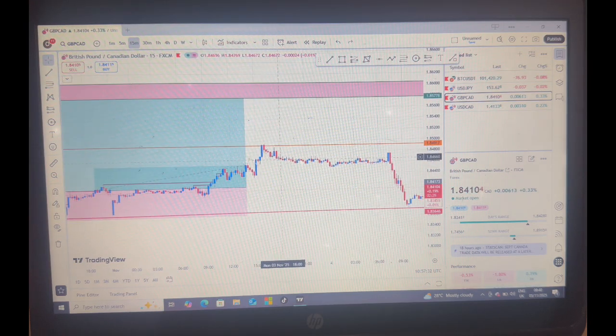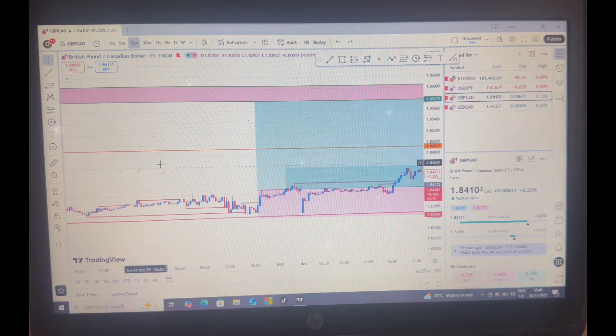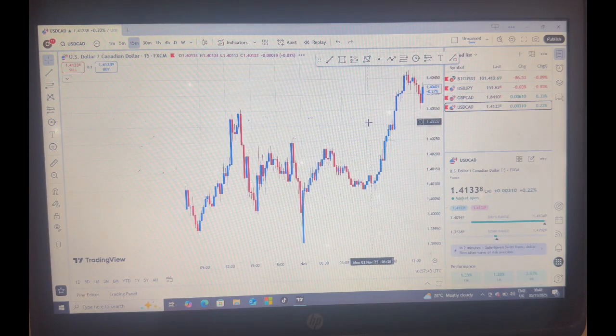This is my TP1. I closed this trade here. It was meant to give me about $6, but I closed this trade here at my TP1 because I was seeing a strong resistance around here. Same as USD CAD.